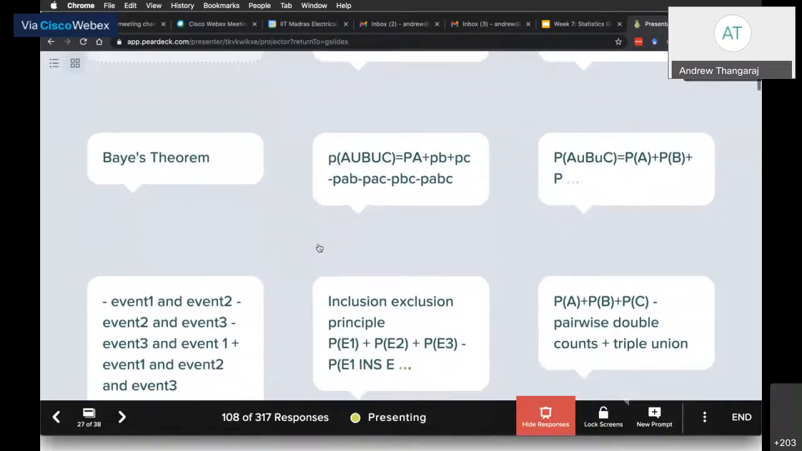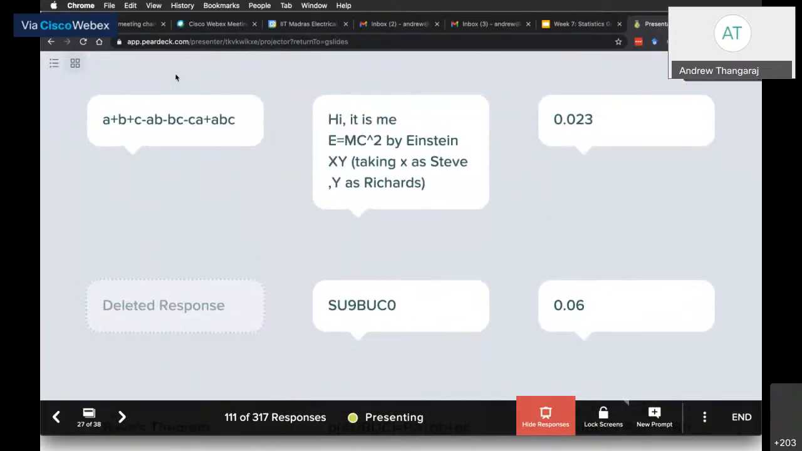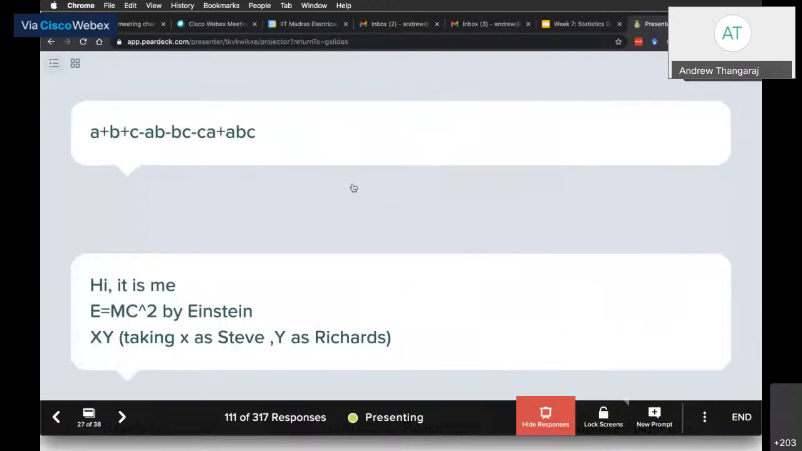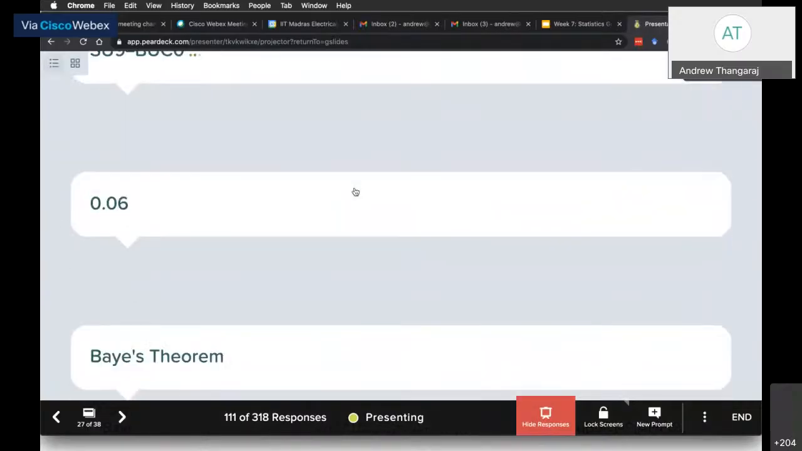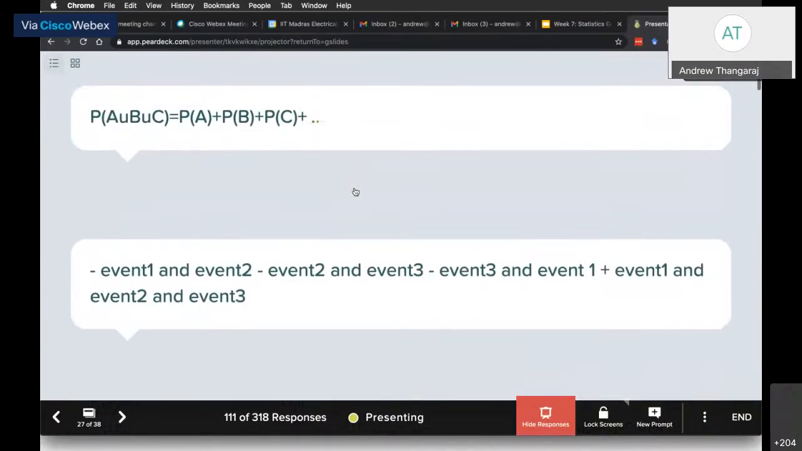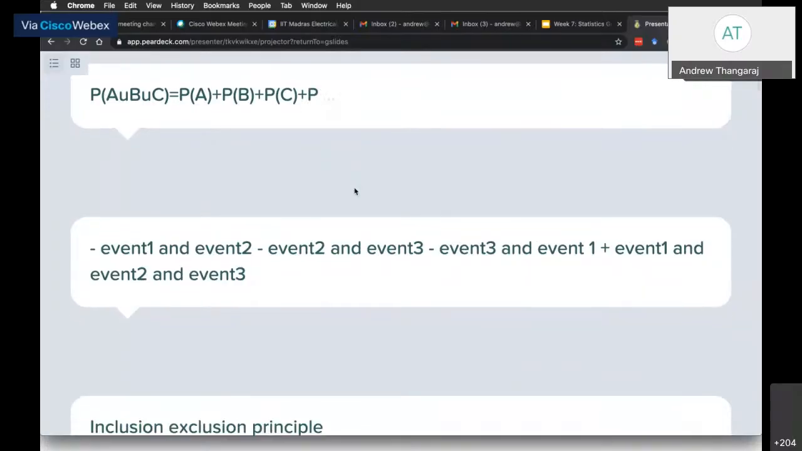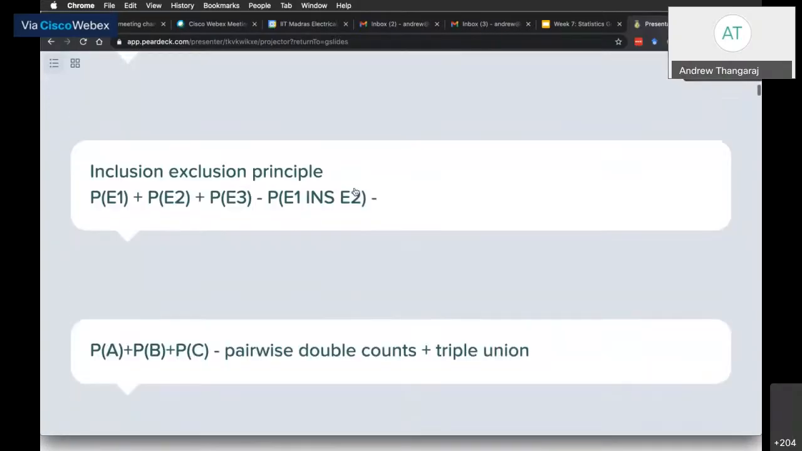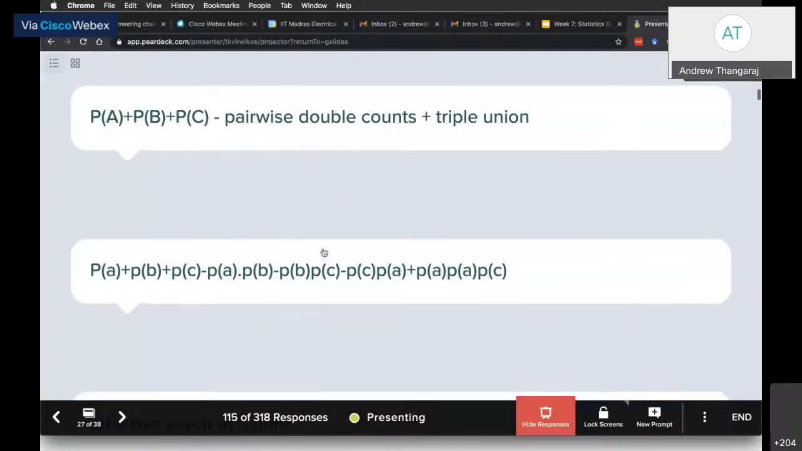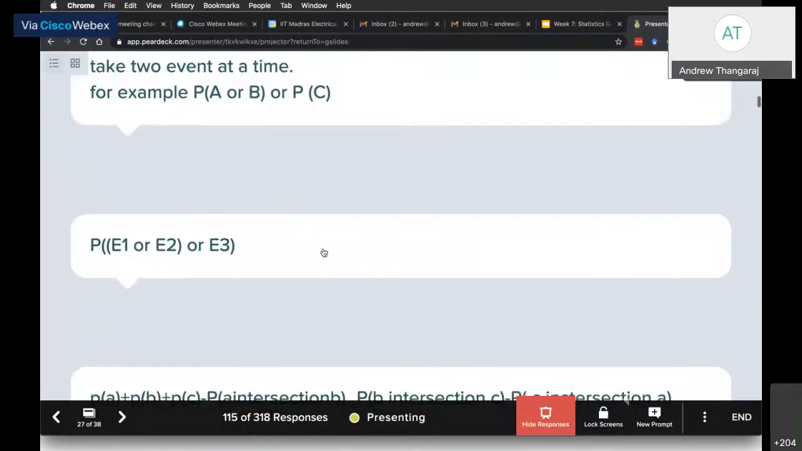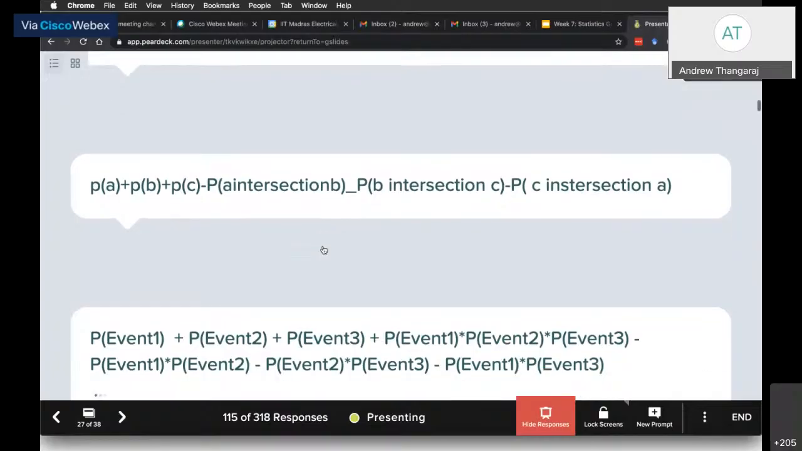Okay, yeah. So I think you can see here, some good answers have come in. The inclusion-exclusion principle is what you have to do, but nobody has put it out fully or completely.